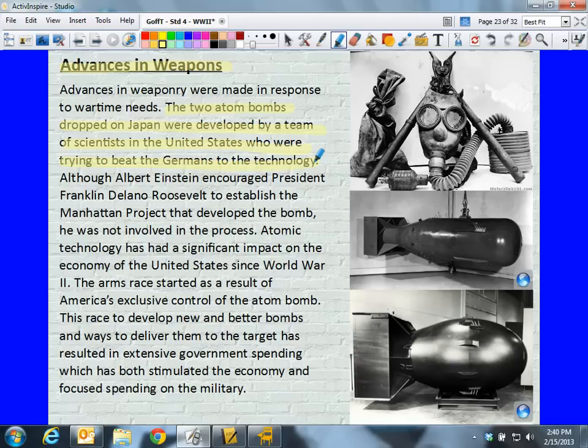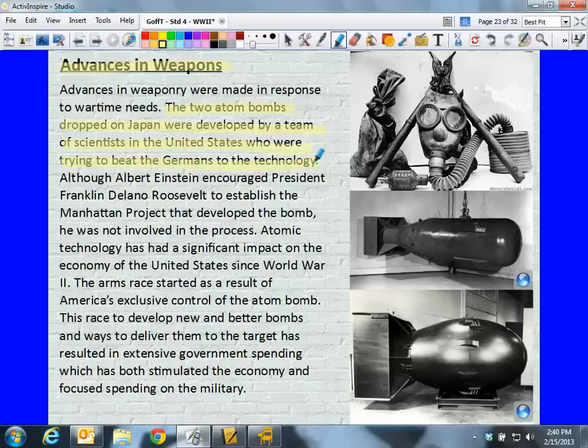So although Albert Einstein encouraged President Franklin Delano Roosevelt to establish the Manhattan Project that developed the bomb, he was not involved in the process. Atomic technology has had significant impact on the economy of the United States since World War II.